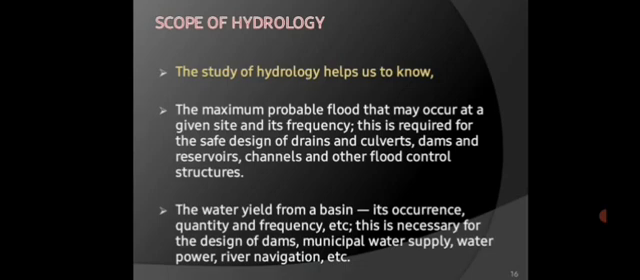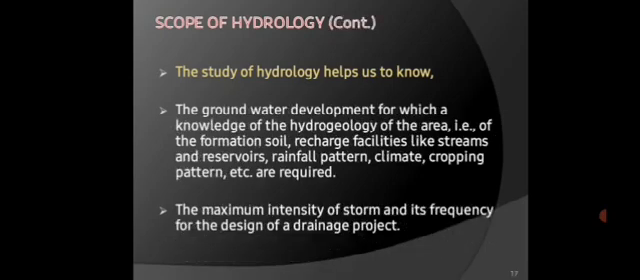What are the scopes of hydrology? The maximum probable flood that may occur at the given site and its frequency. This is required for safe design of dams, culverts and reservoirs. So it is used for flood estimation, and that analysis is used for designing hydrological structures. Similarly, to find out the quantity and frequency of water, or say rainfall, which is again useful for water supply projects, for water power, river navigation, and design of dams.